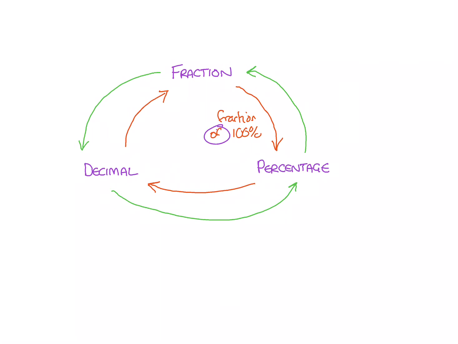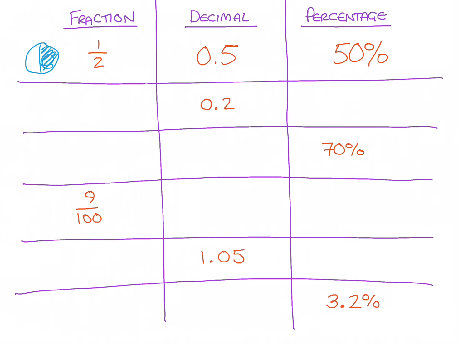So this is a horrible diagram. You're basically going to take the fraction that you started with and multiply it by 100%. So multiplying by 100% is what you do to turn a fraction into a percentage. Just to show it with another example down here, we have 9 over 100.